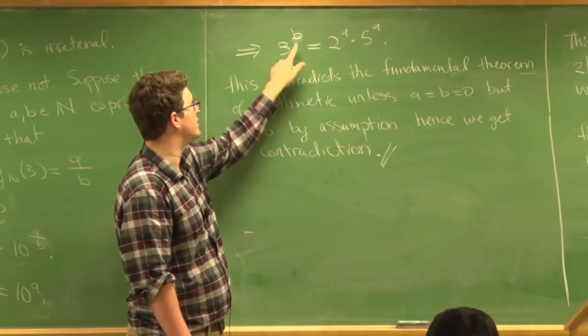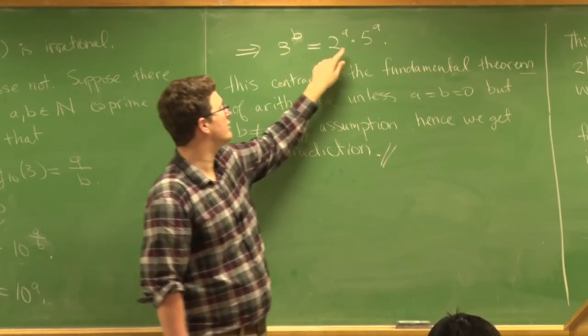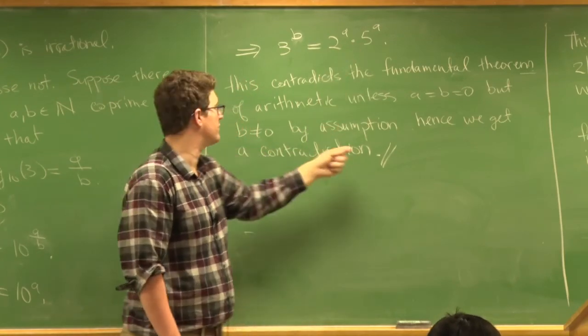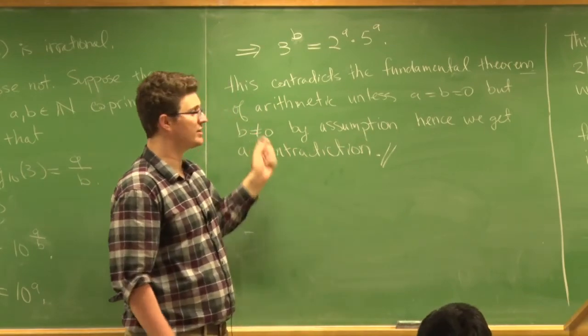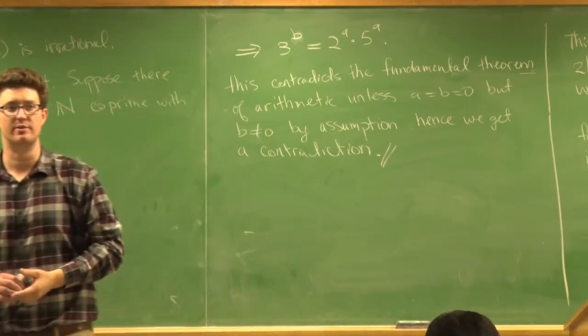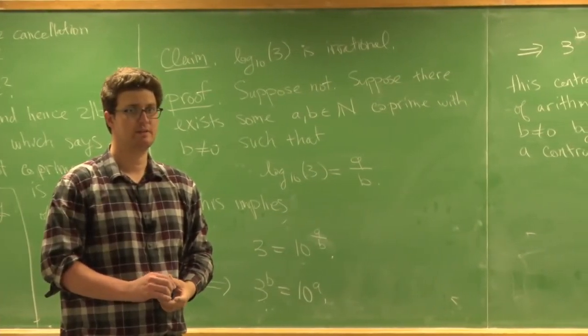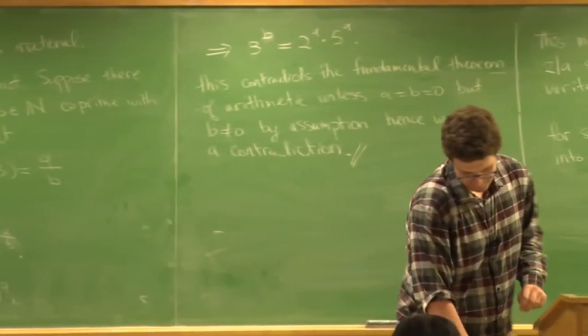The only way this could happen is if it was like 3 to the 0, which would make this one, and that would make this thing to the 0 as well, which would make this one. We can't have that case either because we assumed that b was not equal to 0. B was not equal to 0 because we had a fraction; you can't have a 0 in the denominator of a fraction. All right, does that make sense? Okay, so that's what we have.